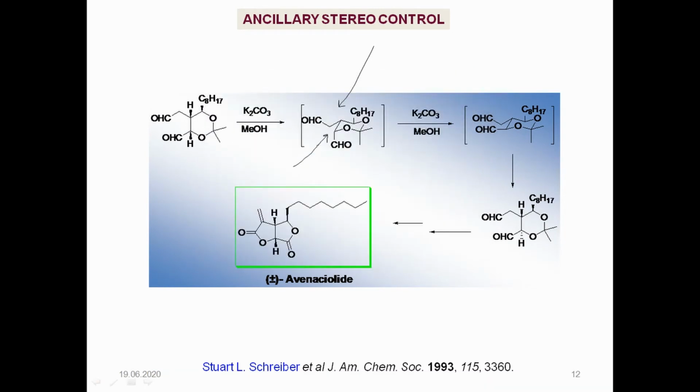When you treat with K2CO3 methanol, racemization takes place, the group will occupy the equatorial position, and the hydrogen will come to the axial position. So here the 1,2 syn chemistry is converted to anti. So this is the methodology used in the synthesis of this molecule. Here the trick is very simple. We are using epimerization in the 6-member rings.